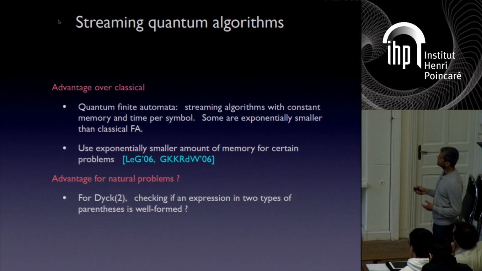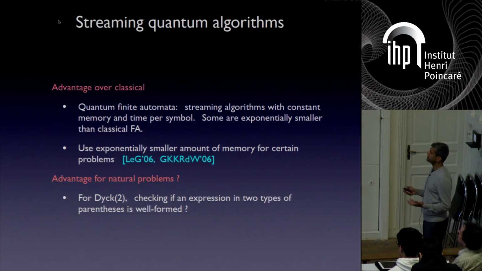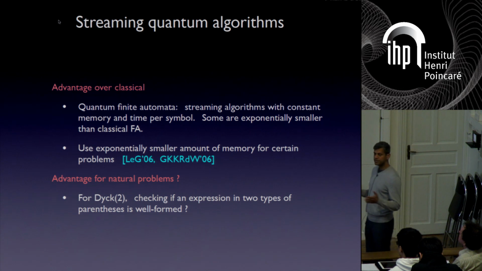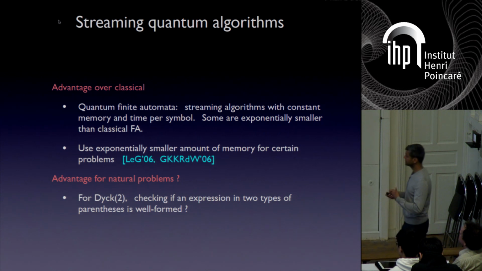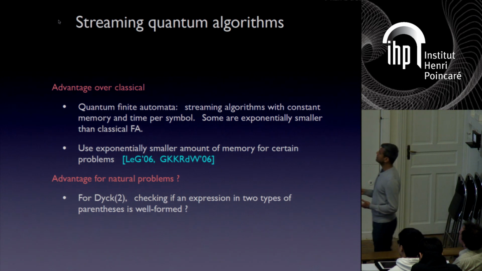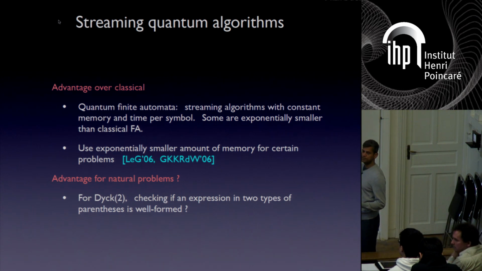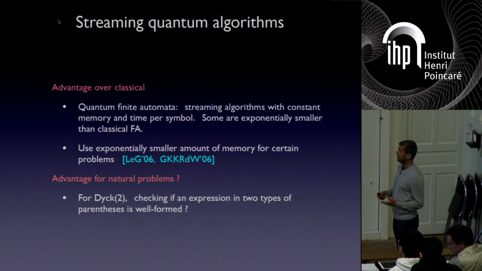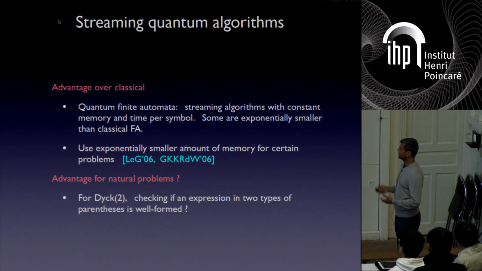There are problems which are much more complicated, where it was shown that quantum streaming algorithms need much less memory, exponentially smaller amount of memory as compared to classical streaming algorithms. And so the question for us was, does this also happen for Dyck 2, which is a fundamental problem and is of practical interest?